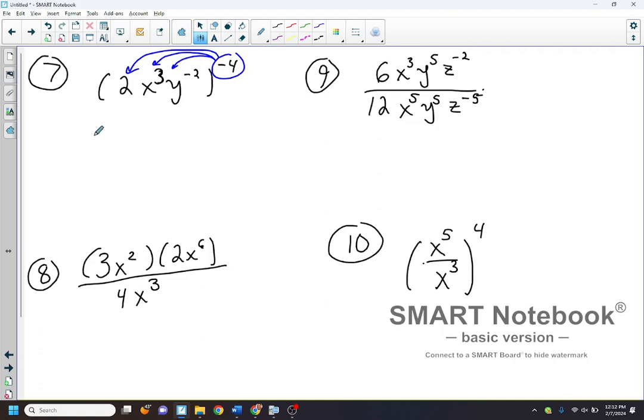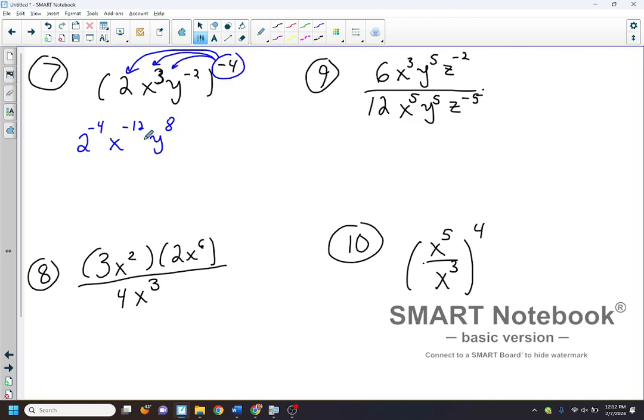So it's going to be 2 to the negative 4 power. X, remember, multiply: negative 12. Y, negative 2 times negative 4, positive 8. And I do 2 to the negative 1.